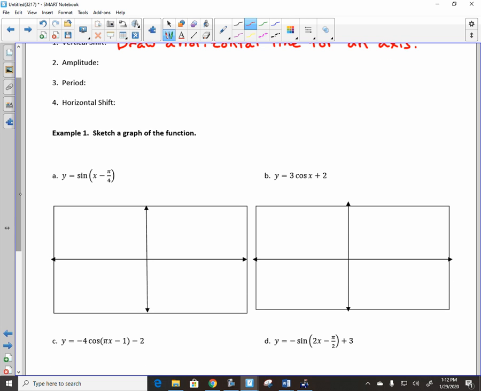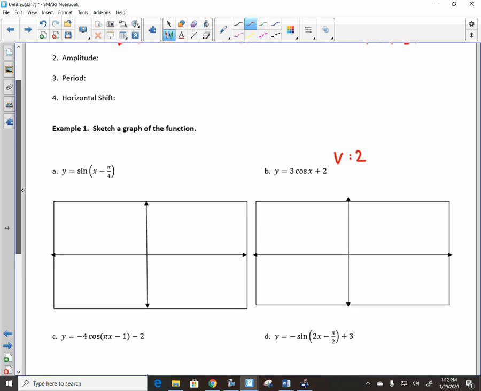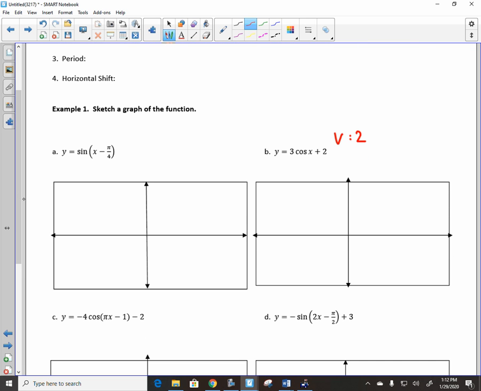For example, if you look at this one, what number is being added onto the end? So therefore, the vertical shift is 2. If the vertical shift is 2, I'm going to go up 2 units. And that's what the graph is going to, we say oscillate. It's going to oscillate back and forth on 2.